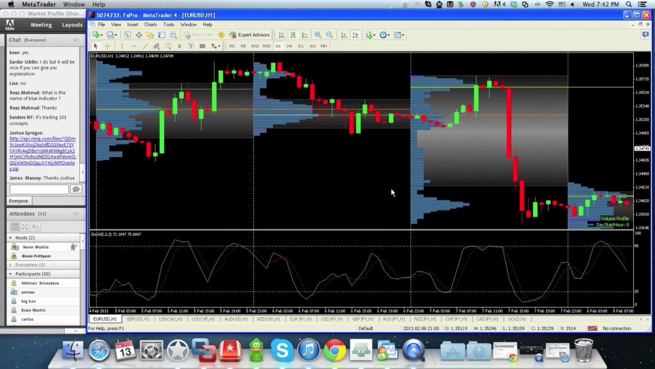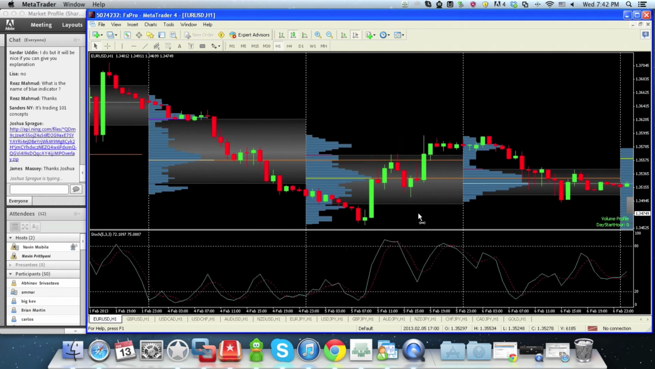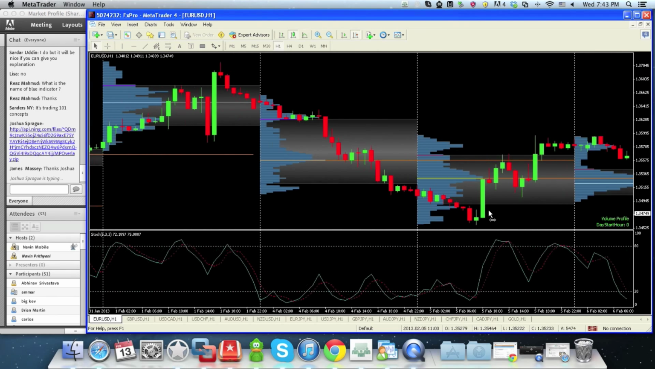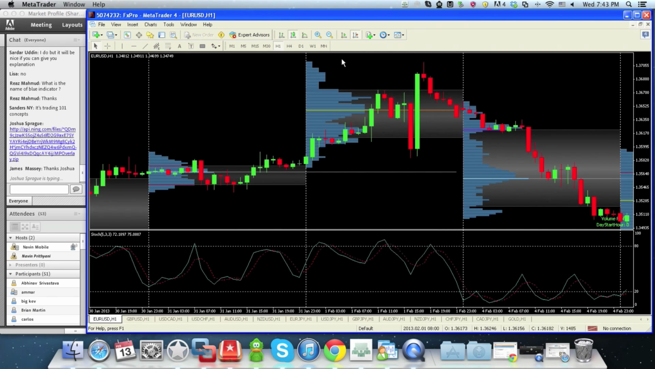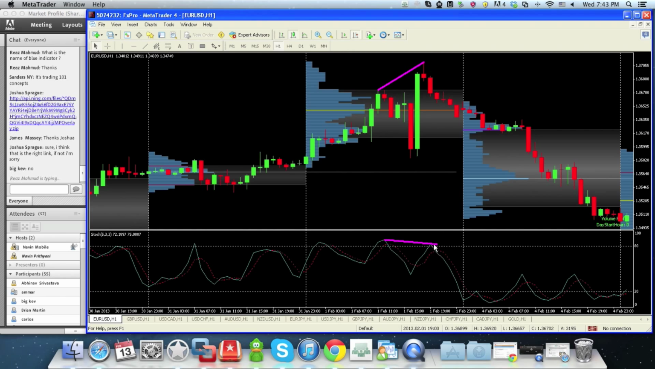Now, let me give you an example here. Let's find a nice example. Here, let's take a look at this one. The market is going up, creates a high, comes down, and then goes up again and creates a higher high. If you draw this to here, you have a higher high. Do we have that same information on our indicator? No. It actually went lower. Everyone see that? It's telling you the complete opposite scenario.